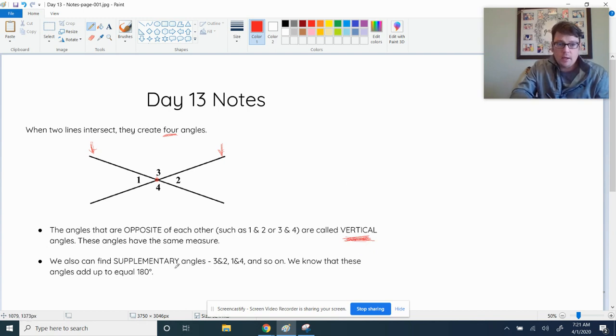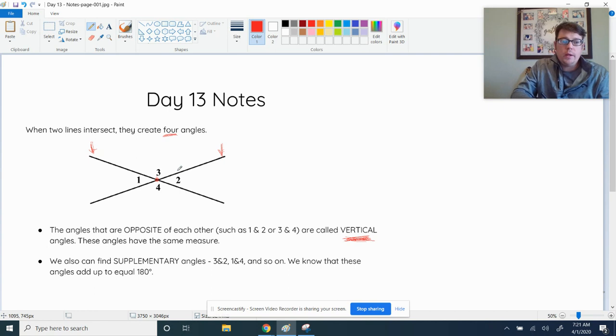And one thing that we mentioned was that these angles have the same measure. So angle 3, you can tell that it's obtuse, as is angle 4. They actually have the same exact numbered degree value, as do 1 and 2, even though they're acute.